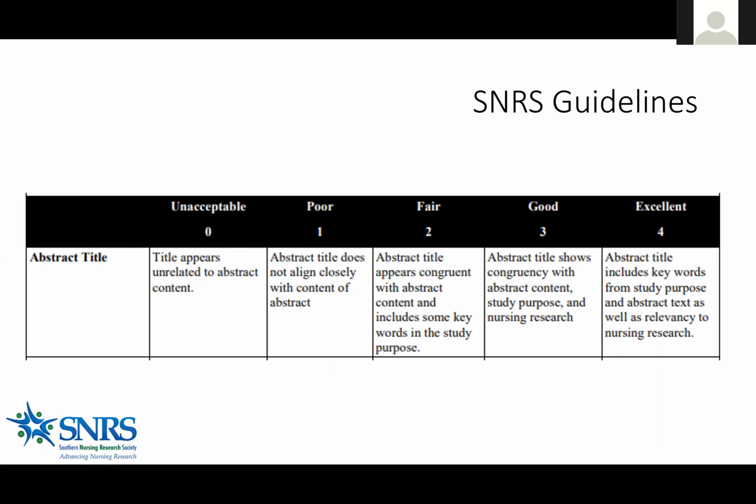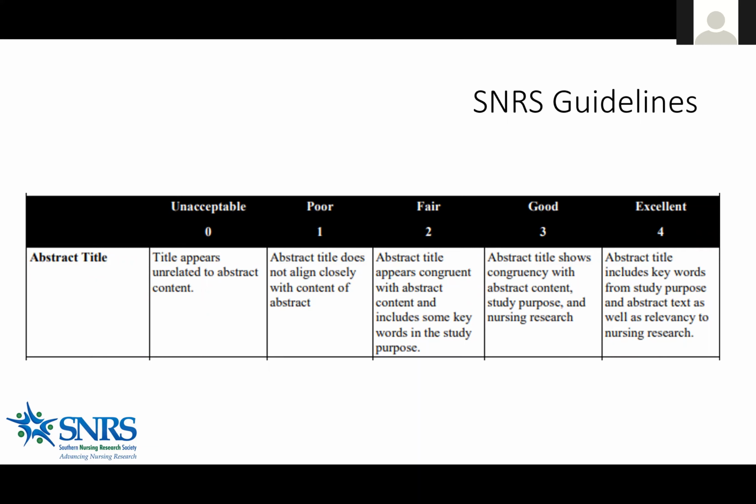So for SNRS, when we review the abstracts, we have a scale from 0 to 4. And when we look at a title, what we're looking for to really rate it in the excellent category is an abstract title that includes keywords from the study purpose and keywords from the abstract text. And then something that lets you know how this is relevant to nursing research. If you could show why this might impact human health or have another impact on clinical outcomes or whatever your research study is.